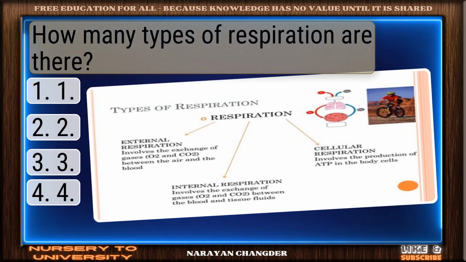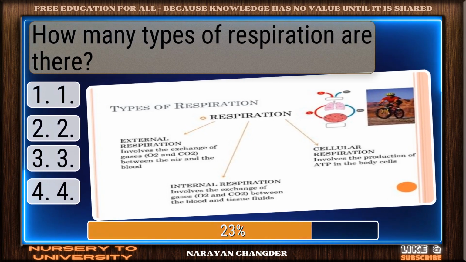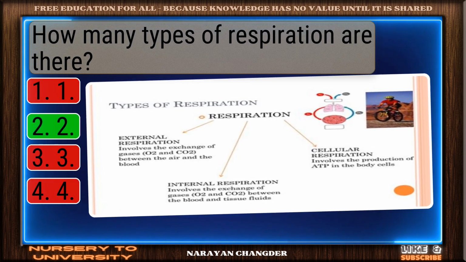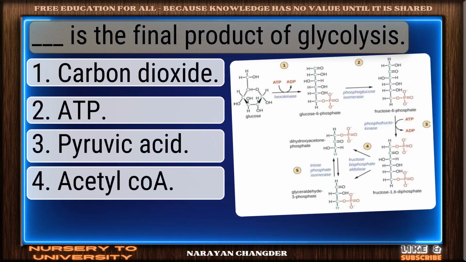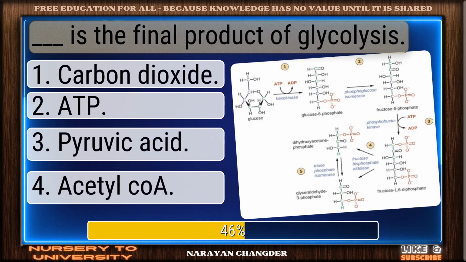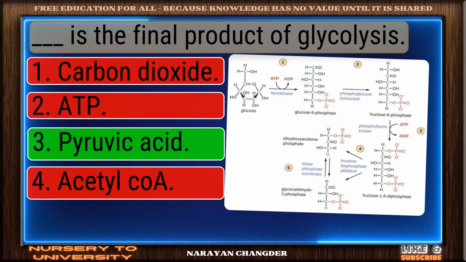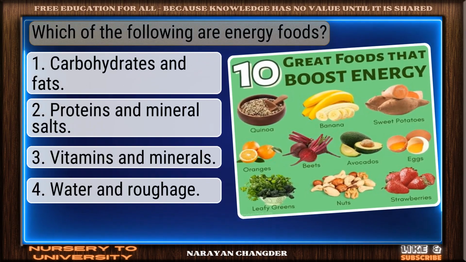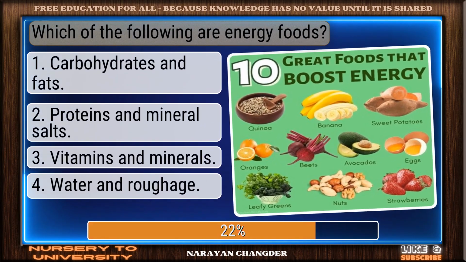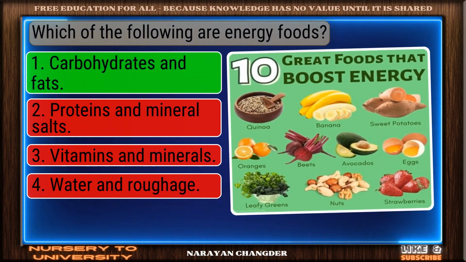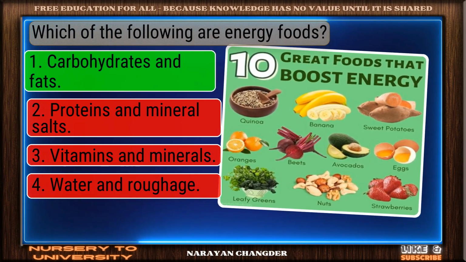How many types of respiration are there? You chose 2, correct? Dash is the final product of glycolysis. Great thinking. Pyruvic acid is right. Which of the following are energy foods? Bravo. Carbohydrates and fats is the answer.